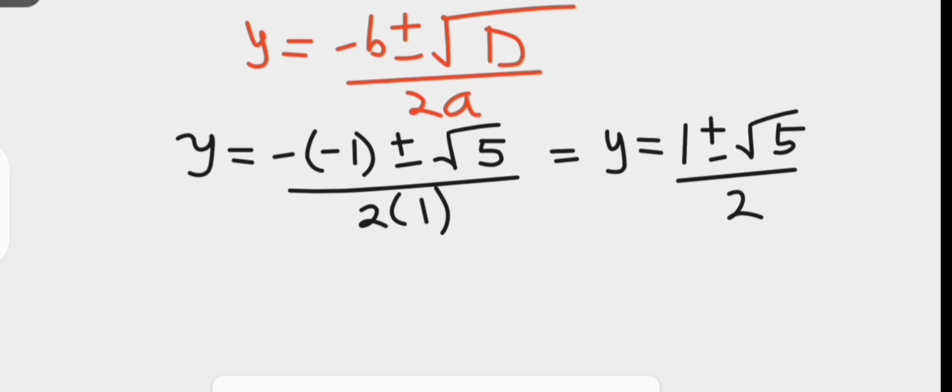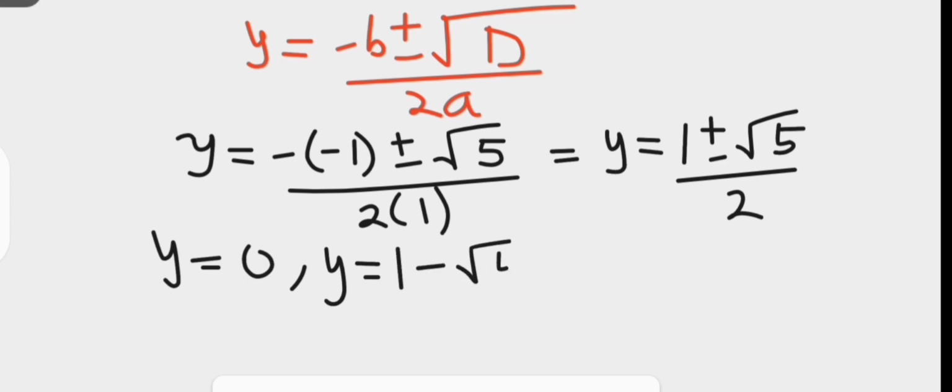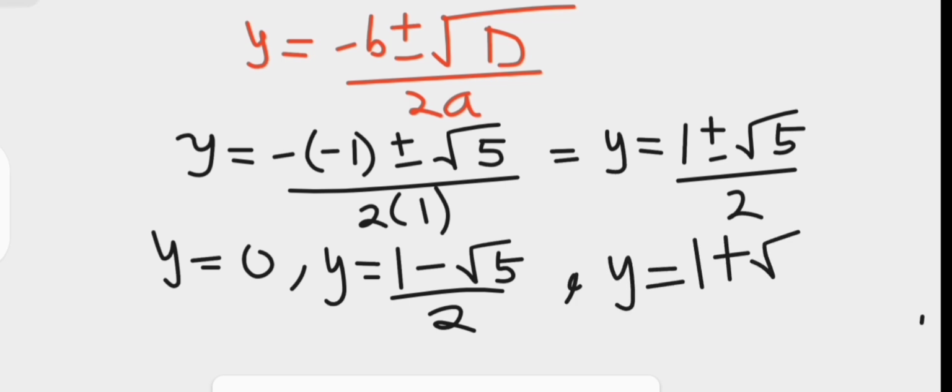With this, we have found the remaining roots of the cubic equation we had when we transformed the variable from x to y. So we can say now that the values of y are 0, or 1 minus root 5 over 2, or y is 1 plus root 5 over 2.